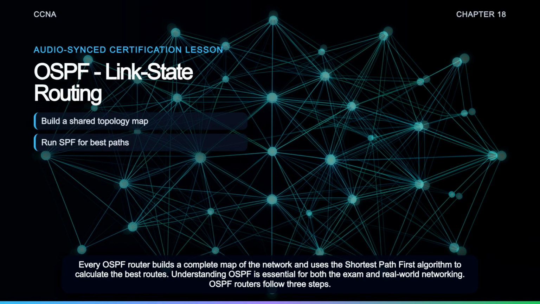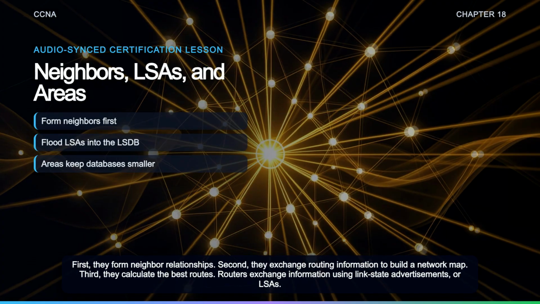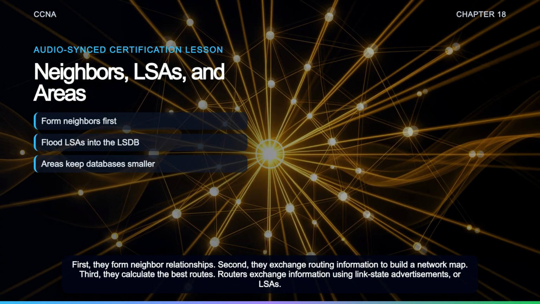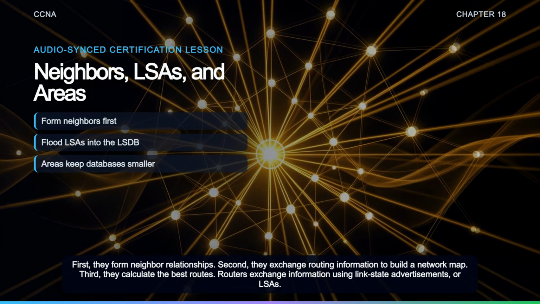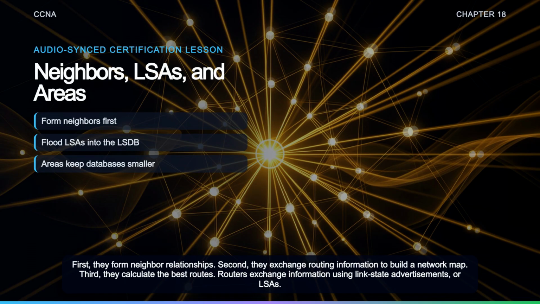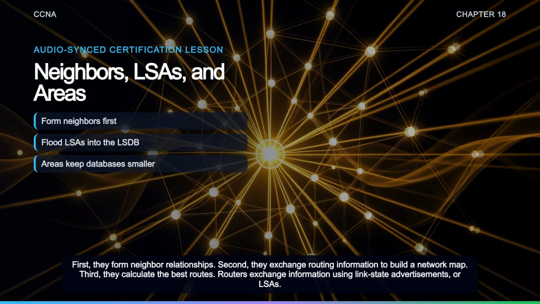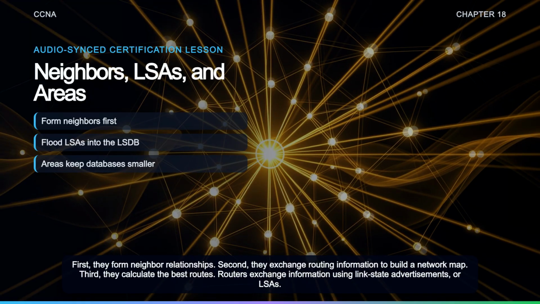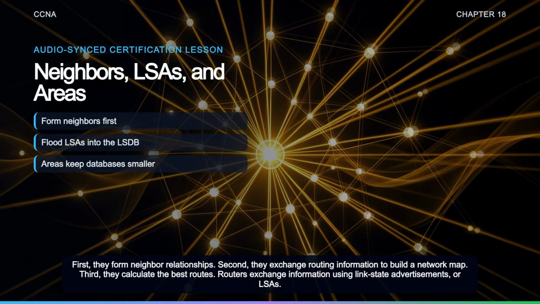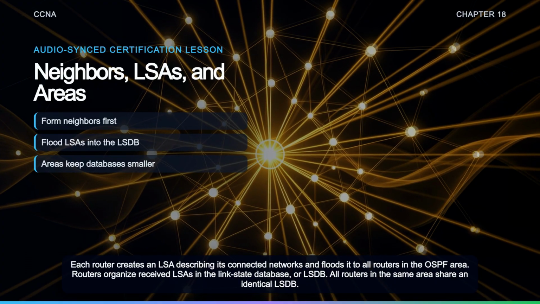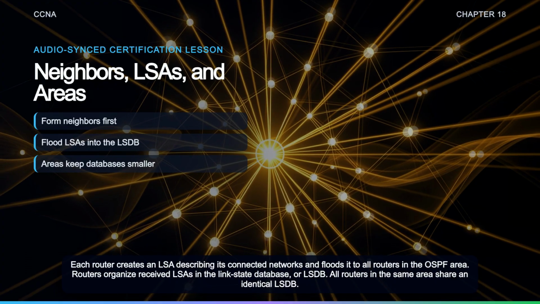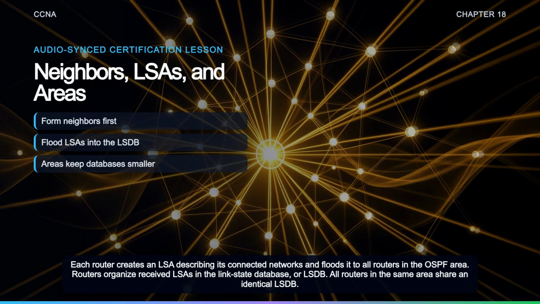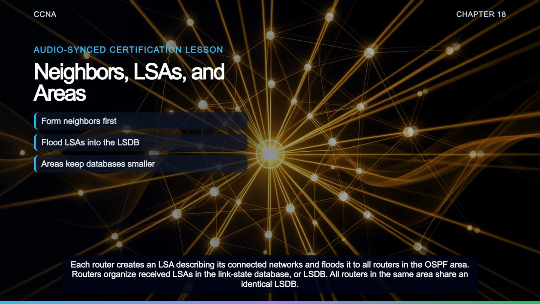OSPF routers follow 3 steps. First, they form neighbor relationships. Second, they exchange routing information to build a network map. Third, they calculate the best routes. Routers exchange information using link state advertisements, or LSAs. Each router creates an LSA, describing its connected networks, and floods it to all routers in the OSPF area.